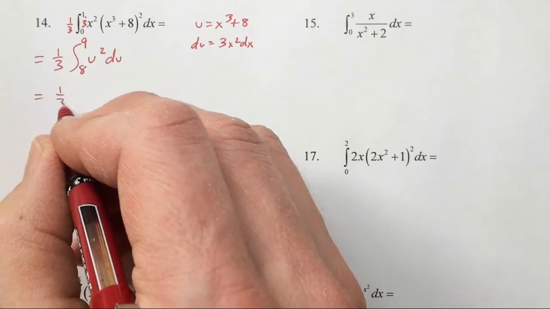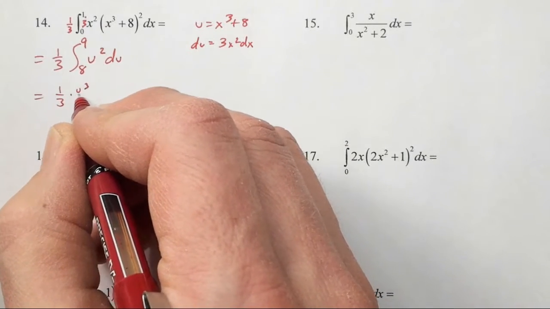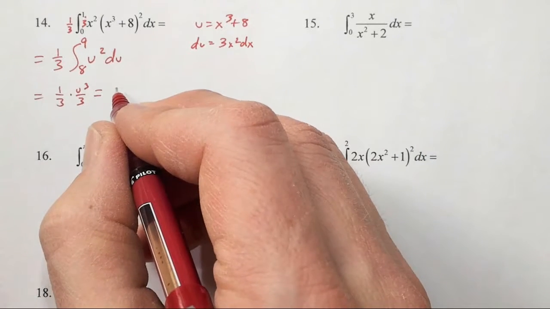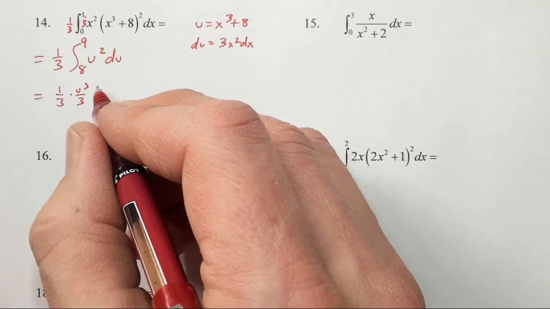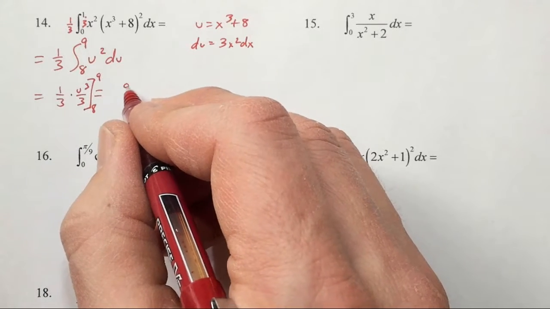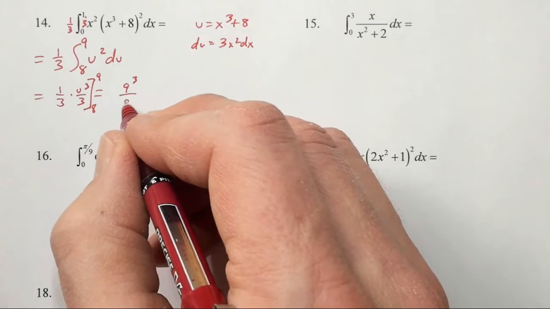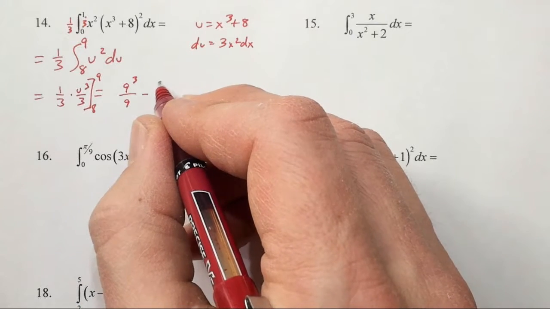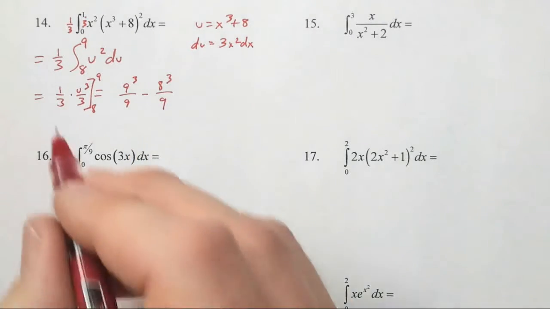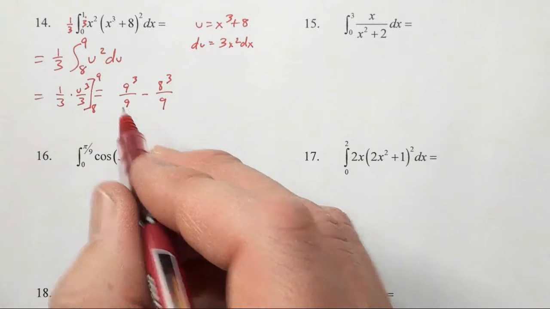So we have 1/3. U squared turns into u cubed over 3. So this is going to be u cubed, evaluated from 8 to 9. So we have 9 cubed over 9 minus 8 cubed over 9, because 3 times 3 in the denominator is 9.